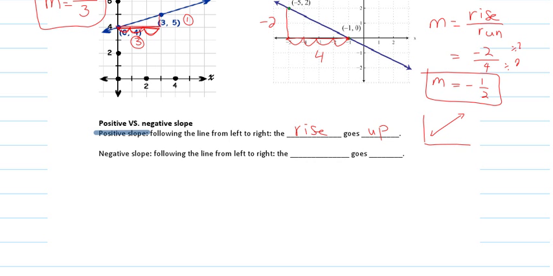Now, if you have a negative slope, again, following the line from left to right, the rise goes down. So it's going to look like this. So it's going to be decreasing.